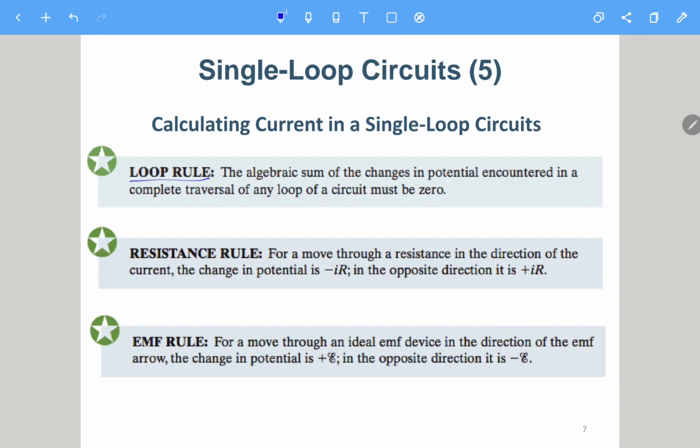So here we have a loop rule. In the textbook we call it loop rule, but usually I call it KVL. And here the resistance rule is nothing but the Ohm's law. I don't know why it introduced too many terms here. So the EMF rule is nothing but the voltage source, or the battery. You can consider it a battery or a voltage source.